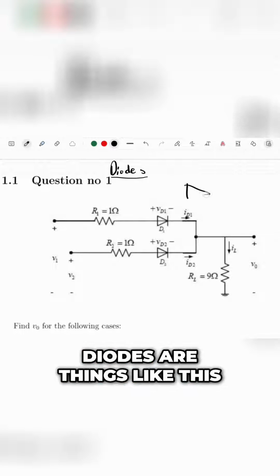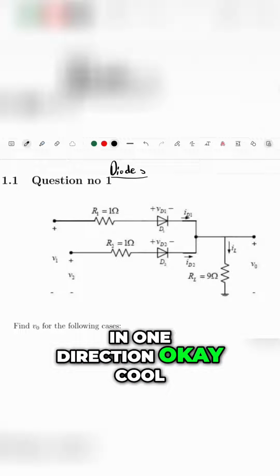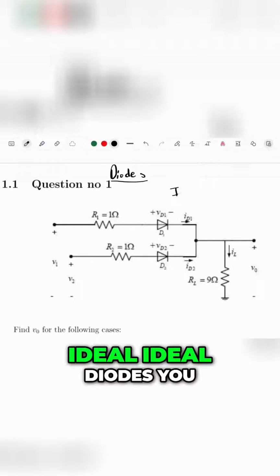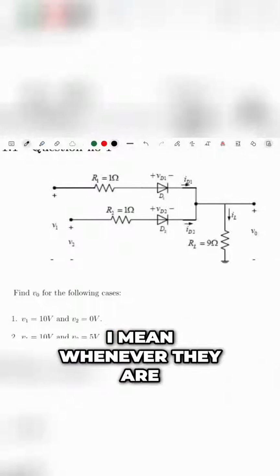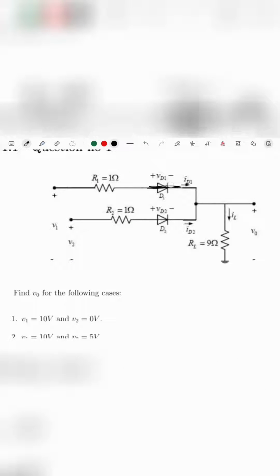Okay, we all know diodes are things like this, and they only take current in one direction. Okay, cool. In this case, we're working with ideal diodes. Ideal diodes, whenever they are on, just act as a closed switch. So this is our first problem.